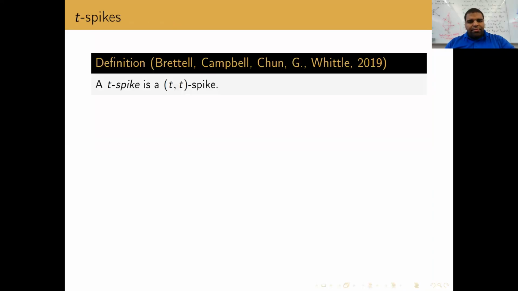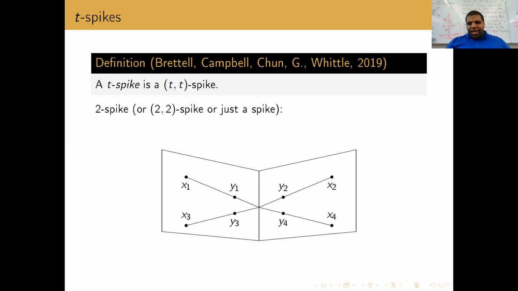Particularly T spikes, where the S and the T are equal to each other. So using the terminology that I just showed before with ST spikes, a T spike is just an ST spike where S and T are equal. With these folks here, we defined the T spike back then. So here is a 2 spike, which is actually just a regular, traditional spike. I've got 4 pairs here. Every 2 pairs is a 4-element circuit and a 4-element co-circuit.